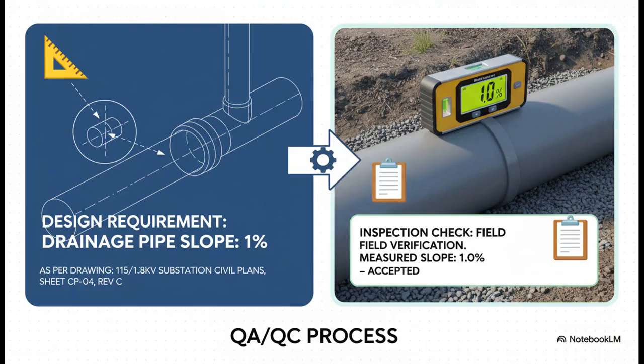Here's a perfect example. Let's say the blueprint says a drainage pipe needs to have a 1% slope. Just a slight angle so the water flows out properly. Well, a QA/QC inspector will literally climb down into that trench with their tools and physically measure the angle of that pipe. If they get that wrong, water could just sit there and cause all kinds of damage. And that kind of check happens for literally thousands of details across the entire project, making sure what's built is a perfect copy of the plan.